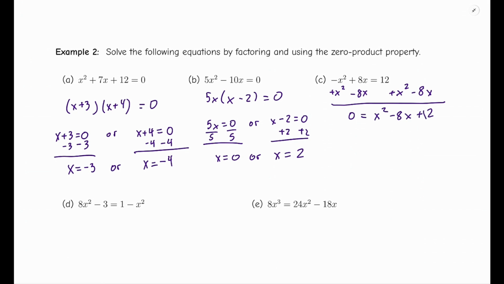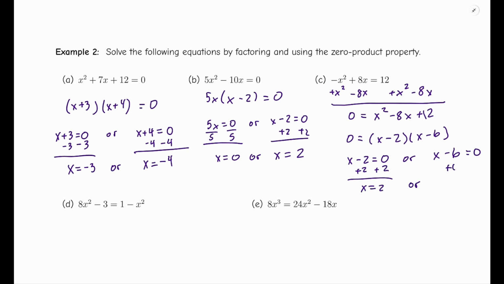So now my leading coefficient is a 1, so I'm going to factor this by guess and check. And we get x minus 2 and x minus 6. So then by the zero product property, x minus 2 equals 0, or x minus 6 equals 0, which implies x equals 2, or x equals 6.